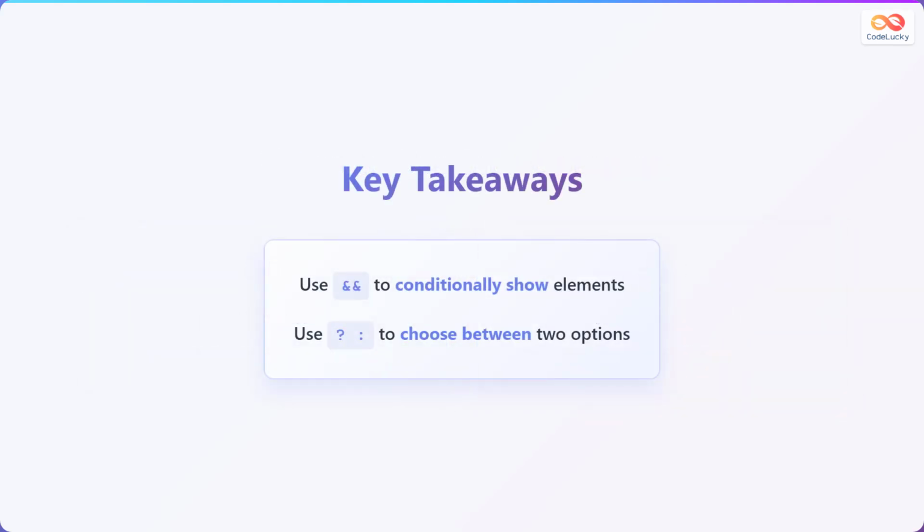To summarize, use the and operator, which is two ampersands, to conditionally show elements, and use the ternary operator, which is the question mark and colon, to choose between two options.